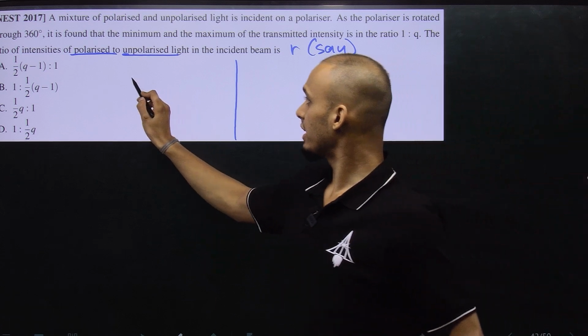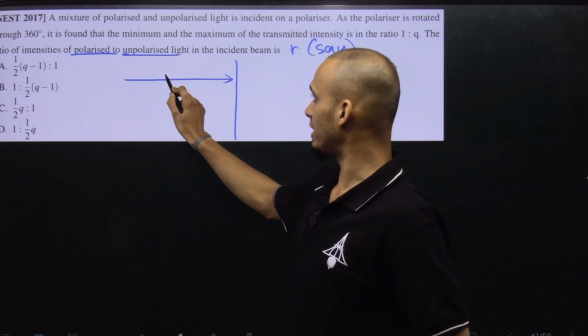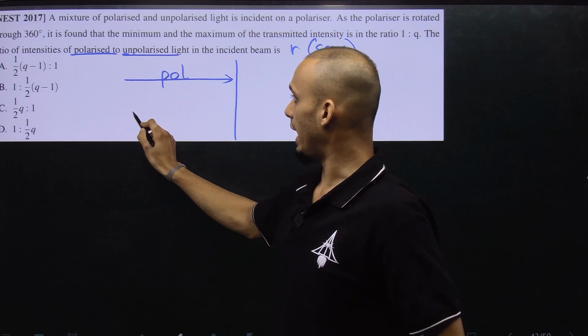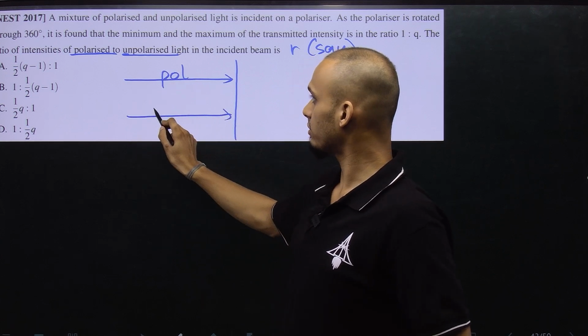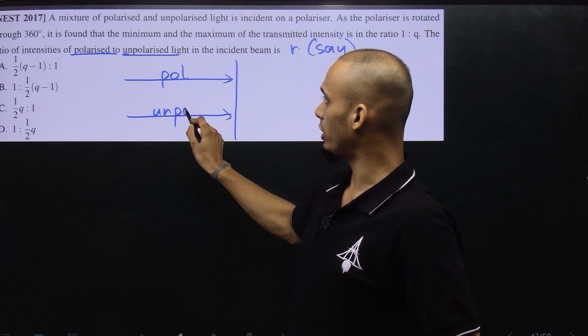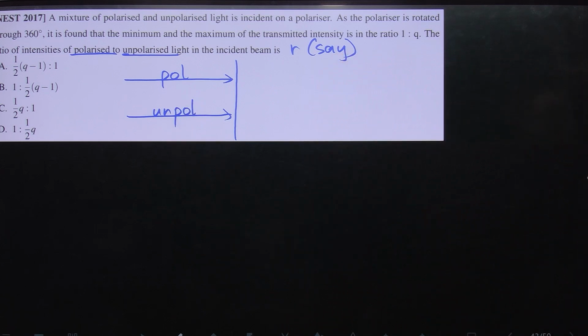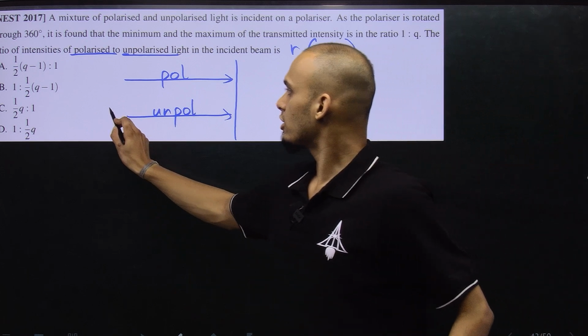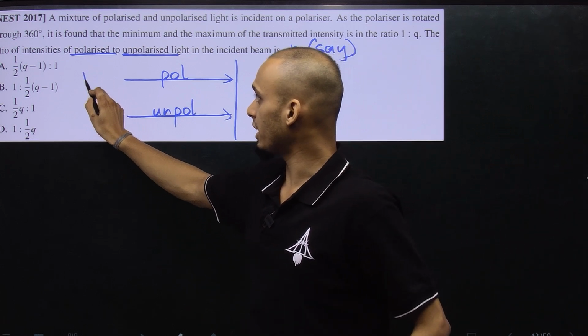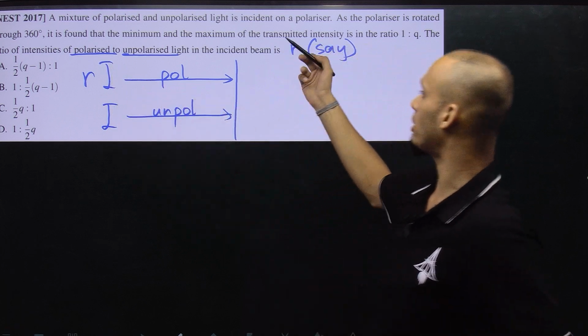In that case, if we write this as the polarized light and this as the unpolarized light falling on the Polaroid, the intensity of unpolarized light, let's say it is I. So the intensity of polarized light will be the ratio R into I, since we have assumed the value of the ratio.